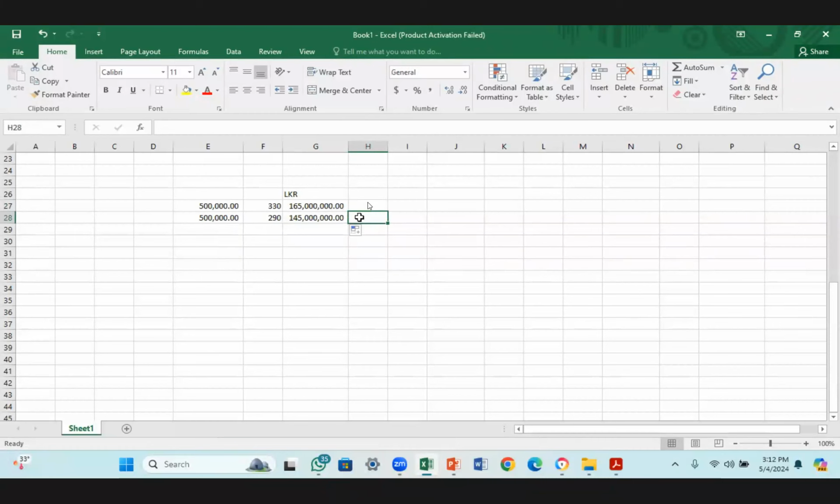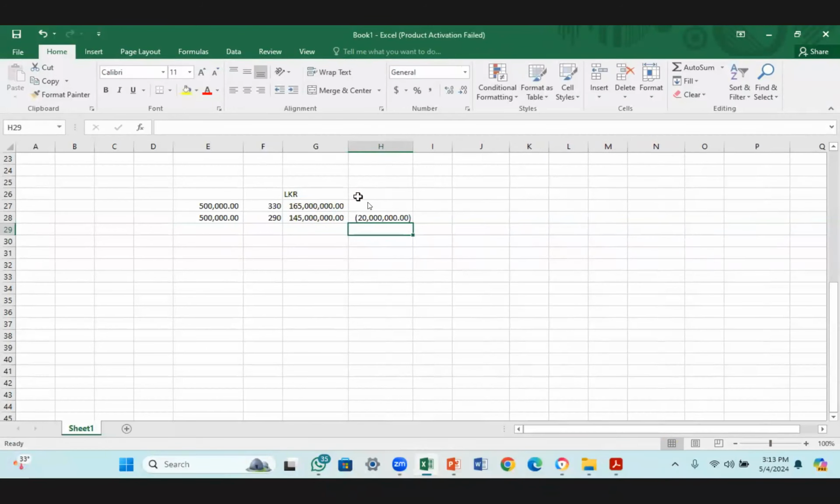So versus today, what has happened to me? I've lost 20 million rupees in LKR. This is FX risk. Fundamentally, the price risk of forex. So this is the FX price risk.